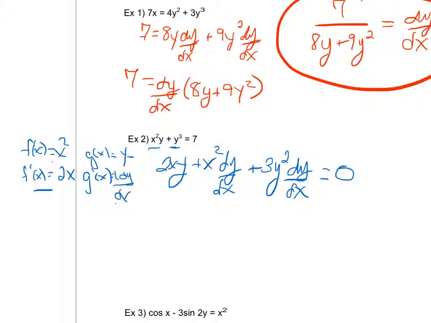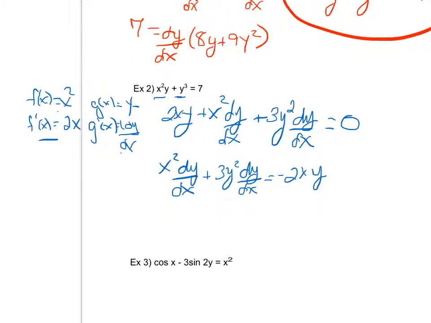Now from here, I want to get dy dx's all on the same side. Well, they're already on the same side, but I want to get rid of that 2xy, so I'm going to have x squared dy dx plus 3y squared dy dx equals a negative 2xy. Again, like the last one, I can factor dy dx out.